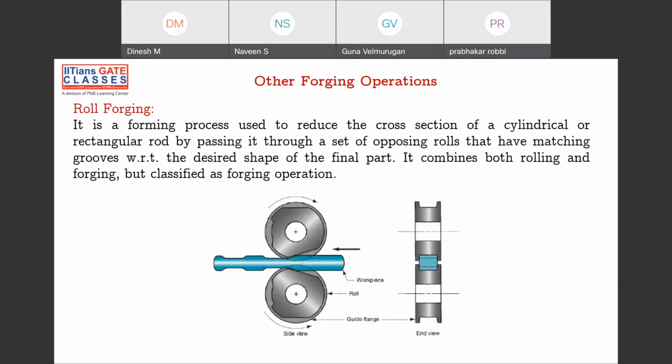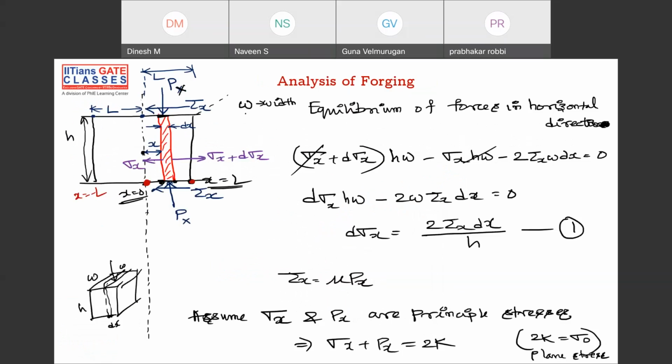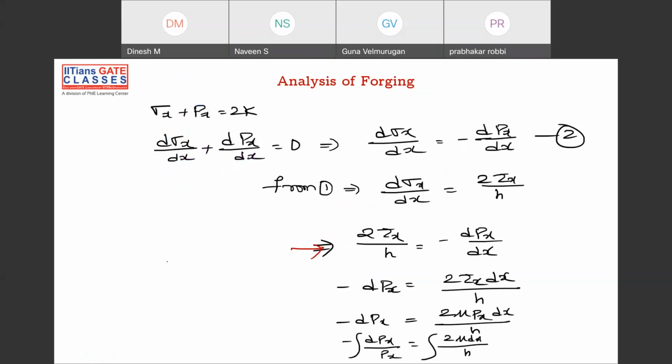And these are again the application of slab analysis for forging, where you take force like this. All these things you'll do, stress and all, we'll do these things, but anyways, don't worry about all these things.